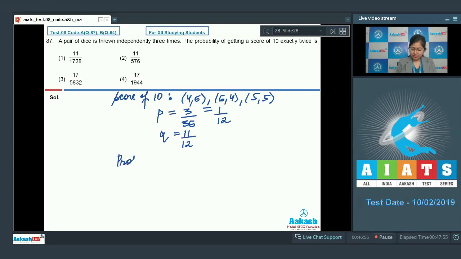Hence, the probability required will be equal to, as we have thrown it 3 times and we want to get P exactly twice, so we have to select any 2 from 3. So it will be equal to 3C2 into P square, that is (1/12) whole square, into 11/12. Solving this, it will be equal to 11 upon 576. Hence, the correct answer will be option number 2.